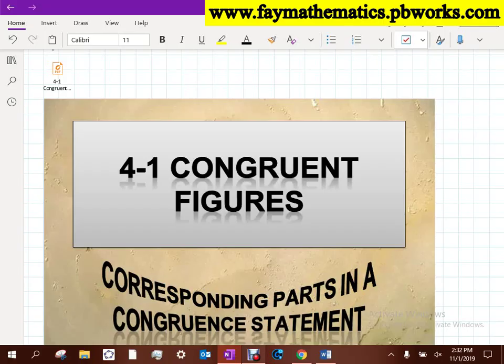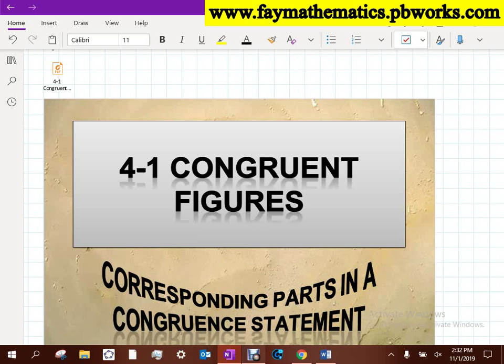Focus on three types of relationships. First type of relationship is congruency. Then the next one will be incongruency, and then the following one will be similarity, which talks about scale factors and dilations and that kind of stuff.